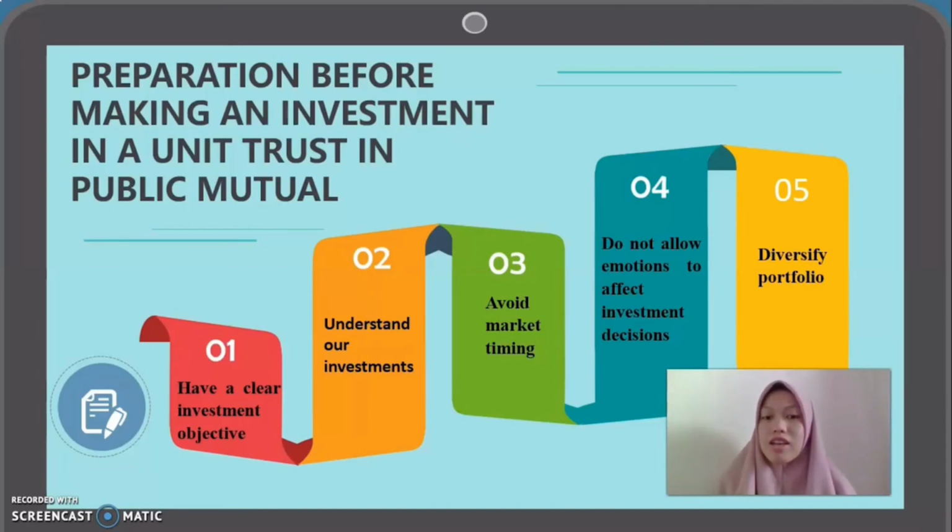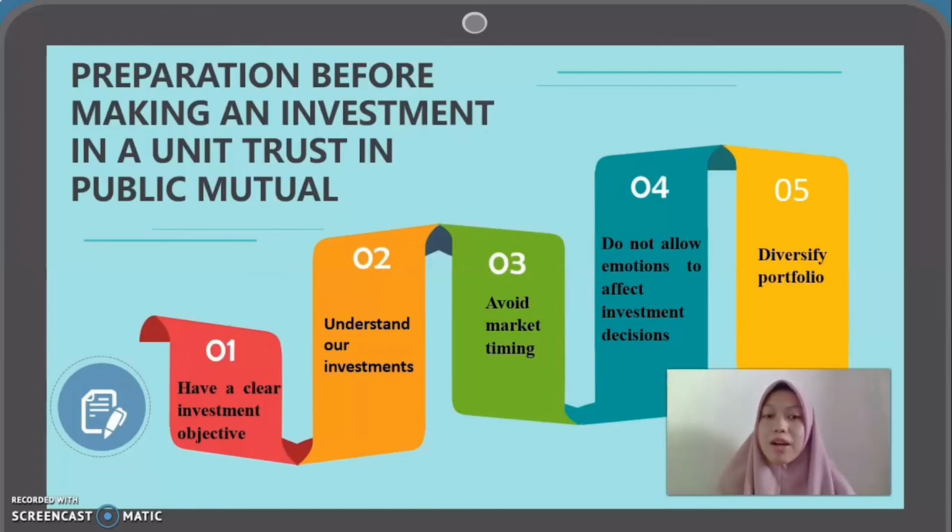Second, understand our investment. Before we make a decision to invest in any fund, we should take time to understand each fund and everything in the investment. For example, the objective and key features of the fund, such as its distribution policy, asset allocation, and risk exposure. This is to ensure it is in line with our investment requirement and risk profile. At the same time, we should take note of the fees and charges incurred when investing in a unit trust fund. This is to avoid neglect.